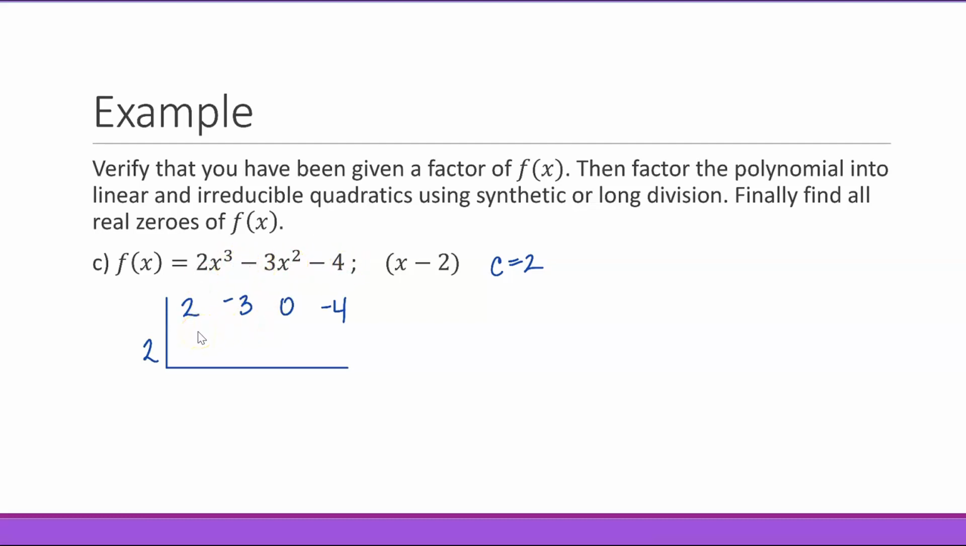So now we're going to perform our synthetic division. Bring down the 2. We have 2 times 2 is 4. We add down, we get 1.